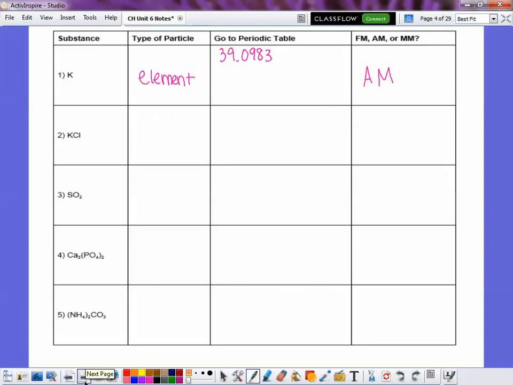So 39.0983, what is that rounded to 2 decimal places? 39.10. And what are my units? Grams per mole. Not AMU, it's now grams per mole. And again, we'll learn how we can do that relationship between AMU and grams per mole, why we can make that substitution next class.